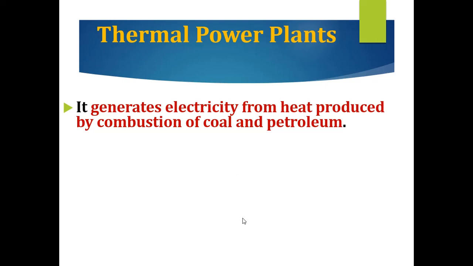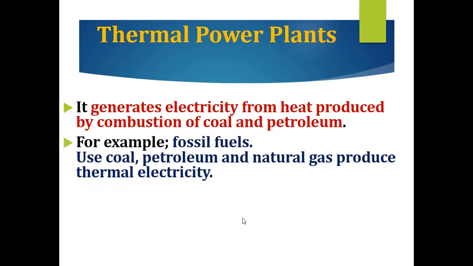So thermal power plants or power stations generate electricity from heat produced by burning or combustion of coal and petroleum. For example, fossil fuels such as coal, petroleum and natural gas are capable of producing thermal electricity. When there is combustion of coal, petroleum or natural gas, they produce heat which generates electricity.